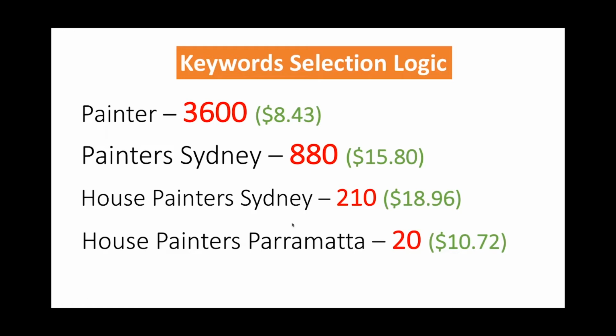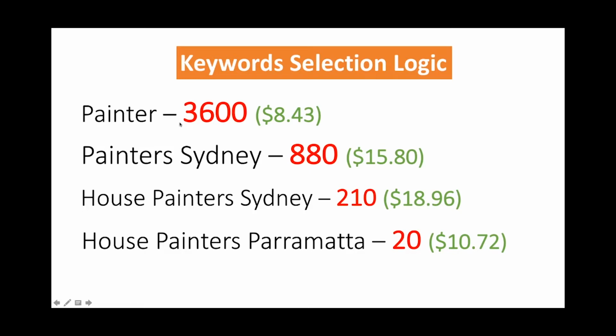And if you look at the number of searches, you will see 3,600, 880, 210, and just 20 in Parramatta. And most of the advertisers who are new to Google AdWords, who are new to pay-per-click campaigns, just see the big numbers and they always go for big numbers. But they don't realize how much waste it can bring, how much money they can waste if they just blindly go for the highest number of searches.